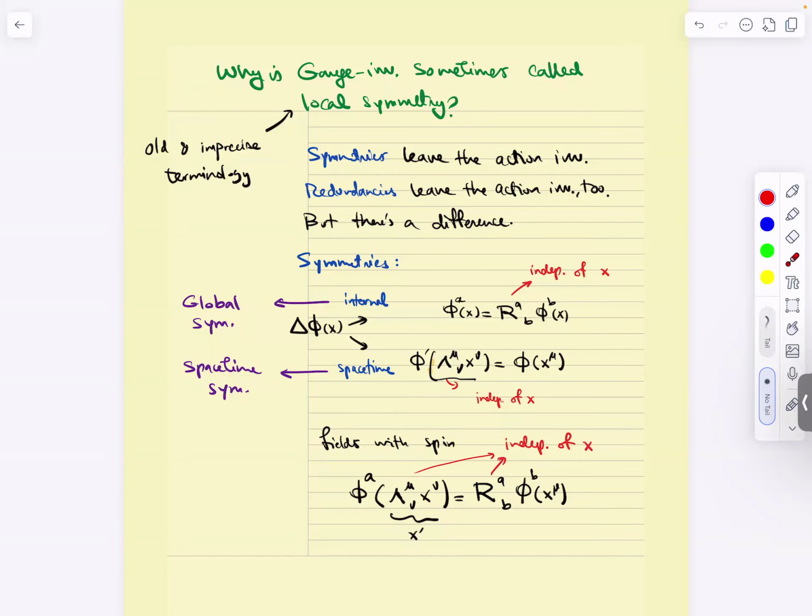It's topological in a sense. Now, why is gauge invariance called local symmetry? I said this, I repeat, it's old and imprecise language. Symmetries leave the action invariant. Redundancies leave the action invariant too. But there's a difference. Redundancies are made up, right? But these are actual transformations in the Hilbert space.